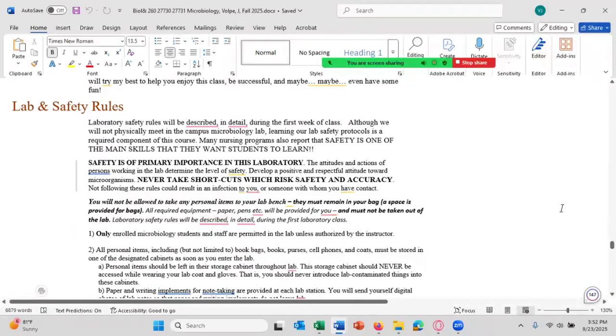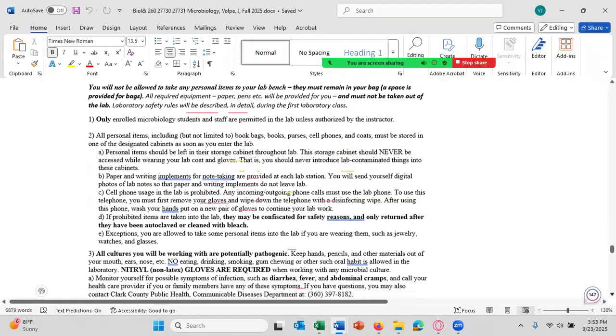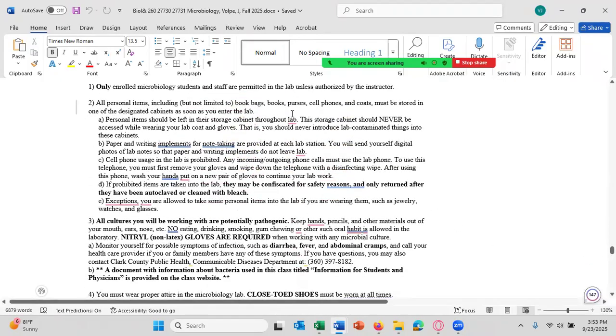We won't do that because you won't be really in the lab, but only enrolled microbiology students and staff are permitted in the lab unless authorized by the instructor. All personal items, including books, bags, coats, cell phones, must be stored in the cubbyhole, which is not considered inside the lab. The door and the cubbyhole right next to the lab is considered out of the lab.